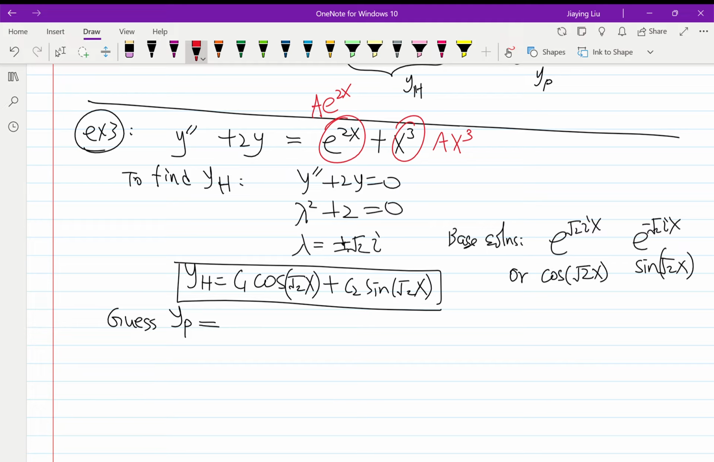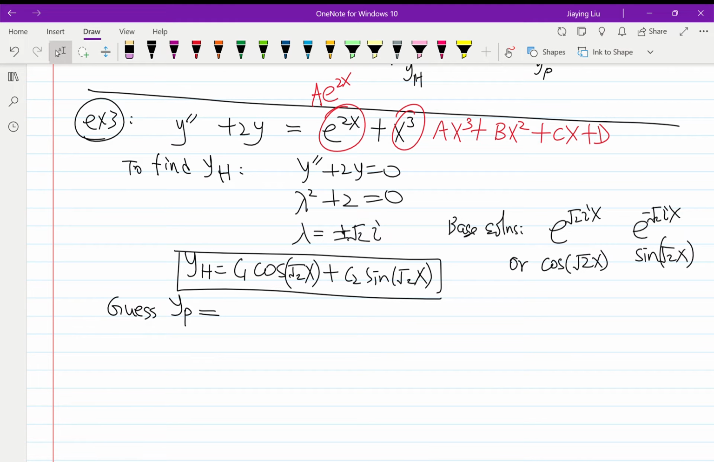For cubic terms, x cubed, we have to include all the terms after x cubed. So we have to include the x squared term, and then the linear term, and also the constant. We just have to consider all of those when we guess the particular solution. So at the end, if I put them together, I don't want to have two a's, so I'm going to change the coefficient for e to the 2x to maybe, I don't know, what's the next good letter for that?